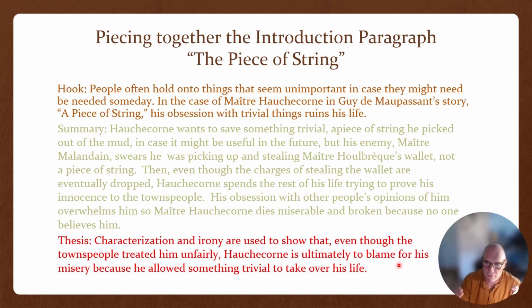So we're moving from that broad statement about how trivial things in general can hurt people if they cling to them too closely, to coming to the specific point that Hochkorn is one of those people whose life is ruined because he couldn't tell the difference between what's trivial and what's important.